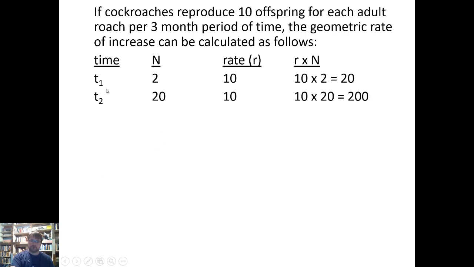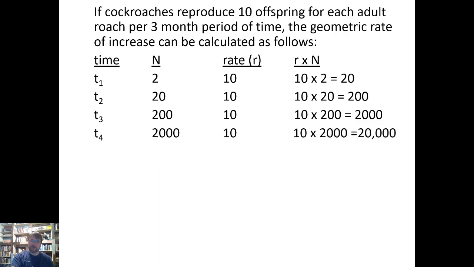If we jump over to time two, your new population is 20 individuals. That's what you had from the first 3 months. Now you're looking at the second 3 months. Your rate is still 10. Nothing's changed. But now you have 200 individuals after the second 3 month period. So in 6 months, you went from two individuals to 200. In 9 months, you made it to 2,000 individuals. In 12 months, you're at 20,000 individuals.